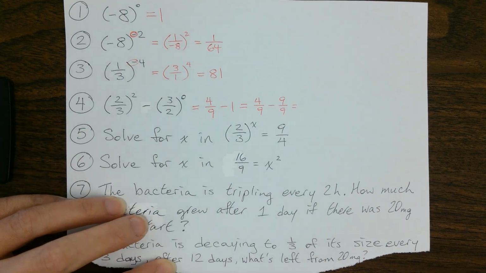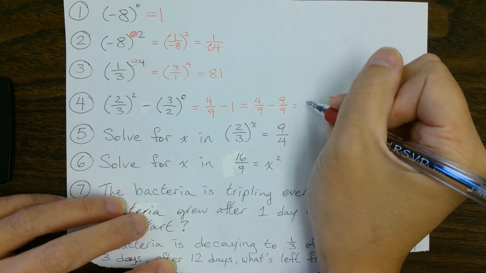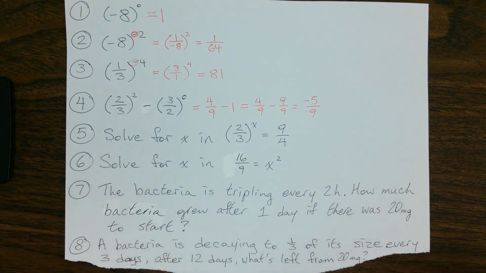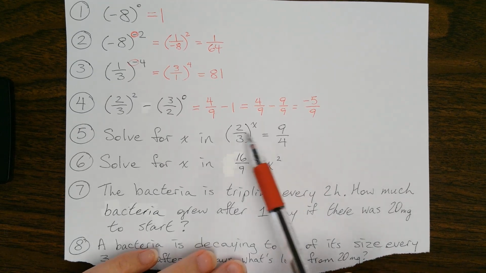Come on in. Come in. See, that's what happens when they come. Negative 5 over 9. I'm sure he would have known the answer too. And I still hear him in the hallway.